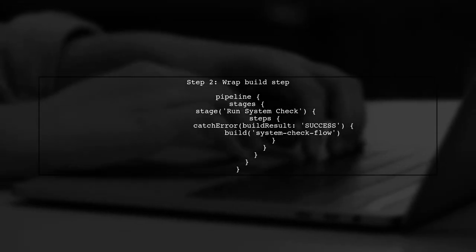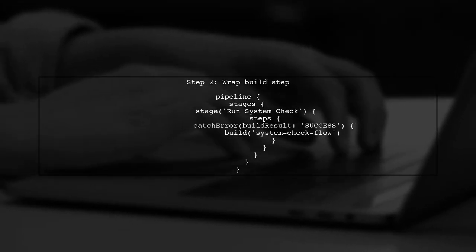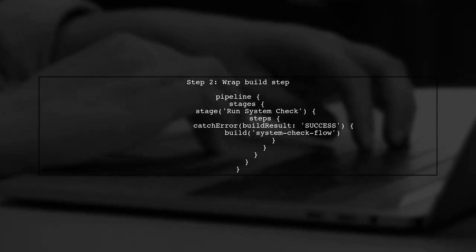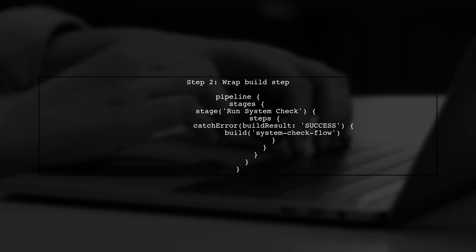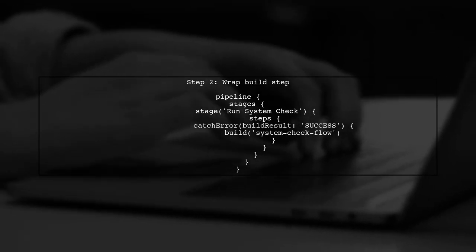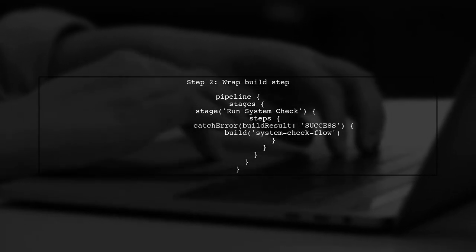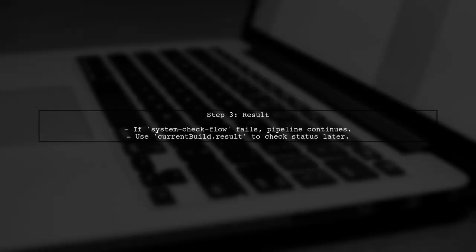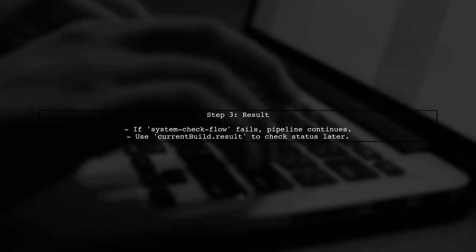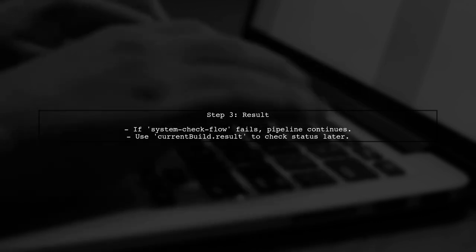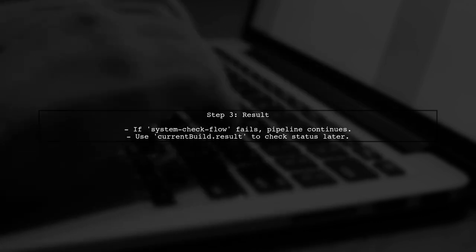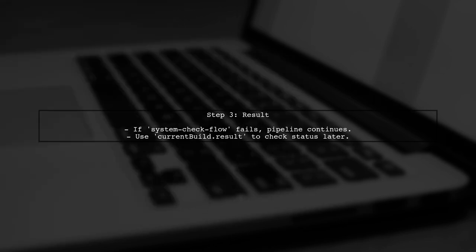Next, we will wrap the build step inside the catch error block. This way, if the build fails, it won't stop the entire pipeline. In this example, if the system check flow build fails, the pipeline will continue executing subsequent stages without failing the entire build.